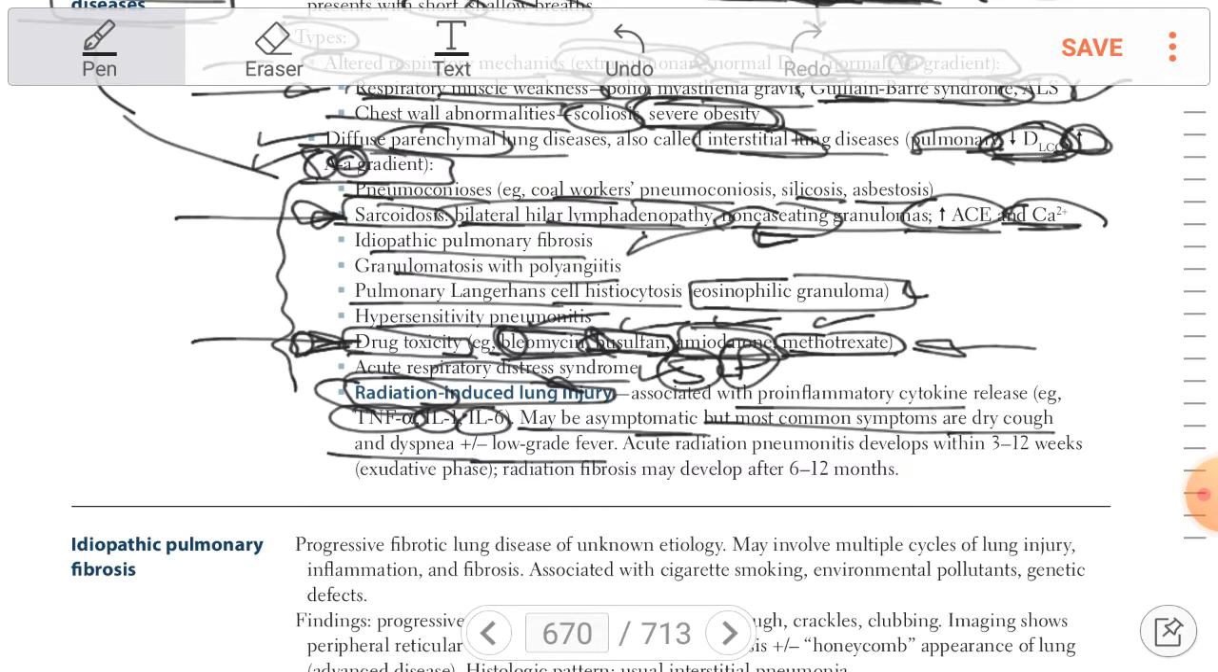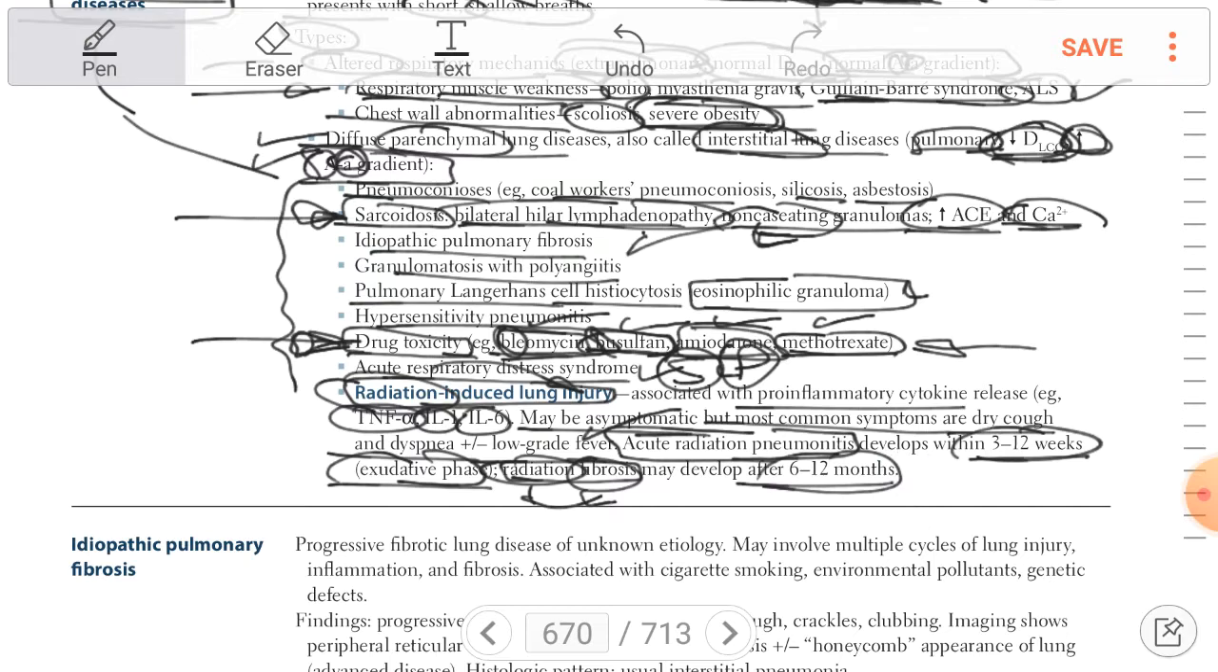It can come in two forms. The first one, acute radiation pneumonitis, develops within 3 to 12 weeks. It's called the exudative phase. The second one, radiation fibrosis, may develop after 6 to 12 months, because radiation will cause fibrosis.